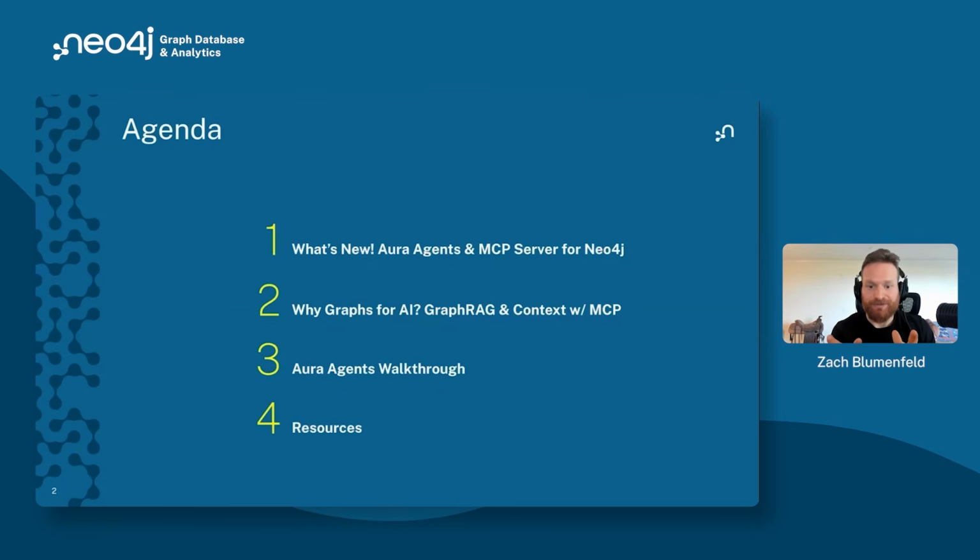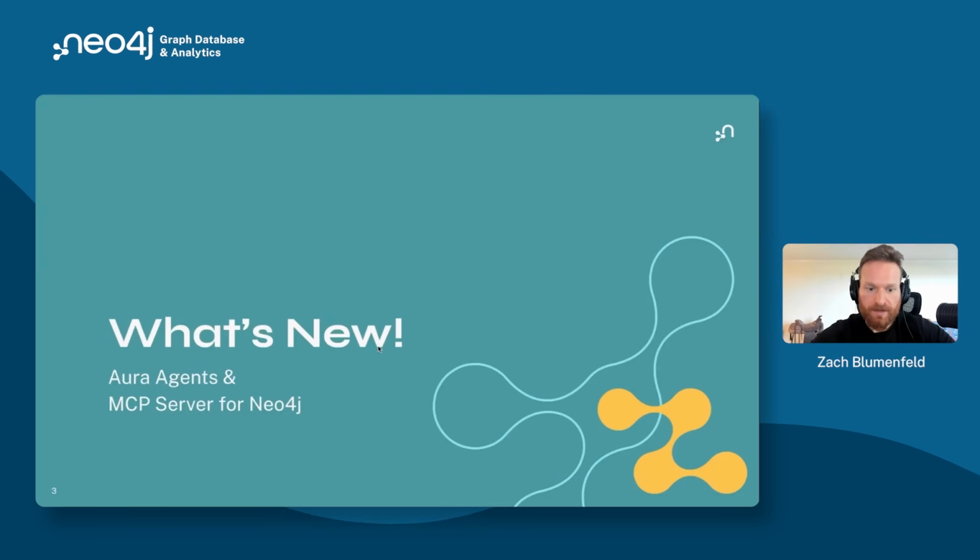But then I actually wanted to get into why graphs for AI in general and how graph and GraphRAG help with context engineering. I'll show you some stuff through our new MCP server for Neo4j. I'll take a deeper walkthrough through Aura Agents, which is a really cool new platform. And then I'll go over some follow-up resources for learning and getting more hands-on with the product and different resources we have here at Neo4j.